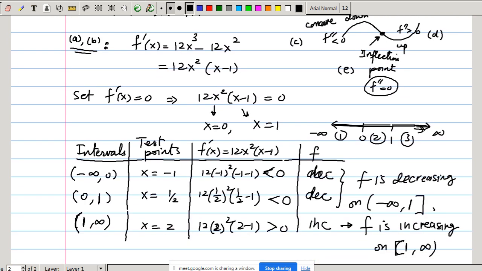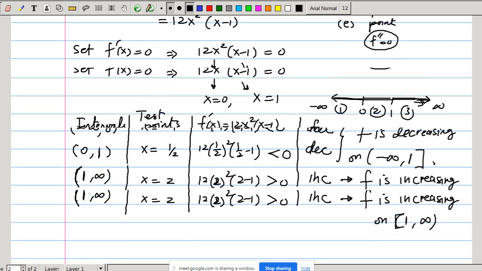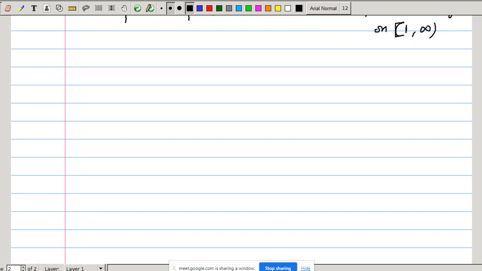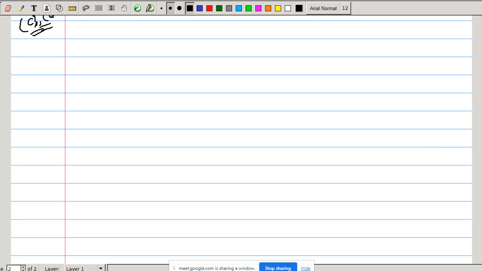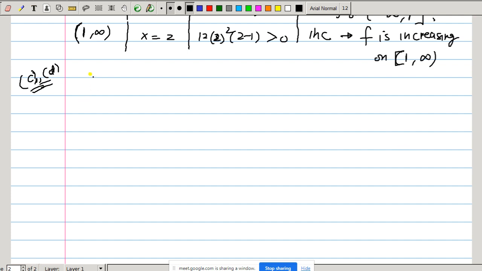If I exactly repeat the same thing with the second derivative, I will get the answers for C and D for concavity. So for concavity, I will find the second derivative.